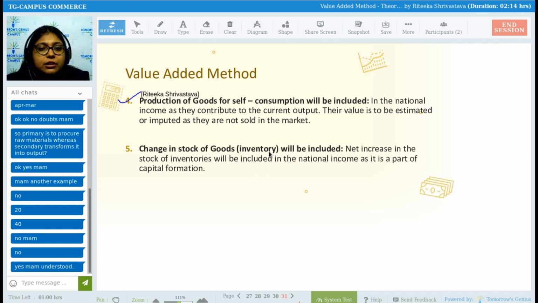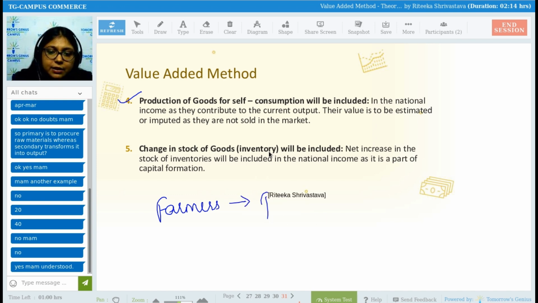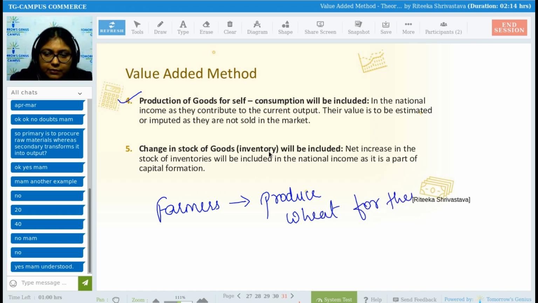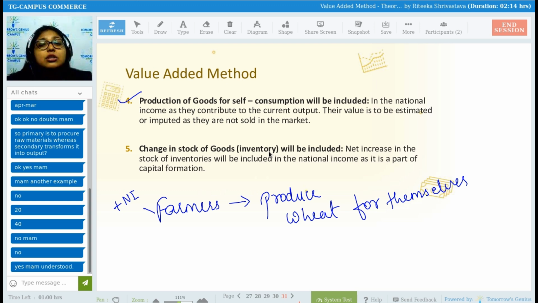So that was an easy point. Fourth, production of goods for self-consumption will be included. Even if the goods are produced for self-consumption, they will be included. The best example of self-consumption is farmers. Farmers produce wheat for their family, for themselves. Then also this will be included because there is some kind of production taking place in the economy. Even though it is for self-consumption, there is something which is being produced. There is some output in the economy.